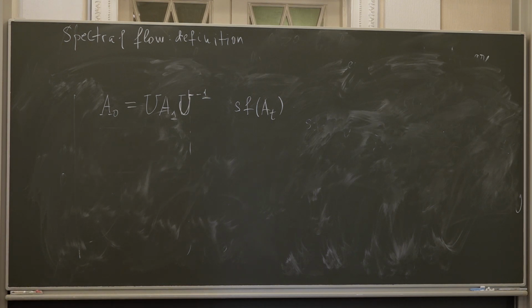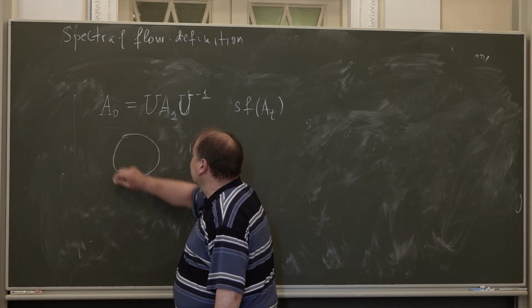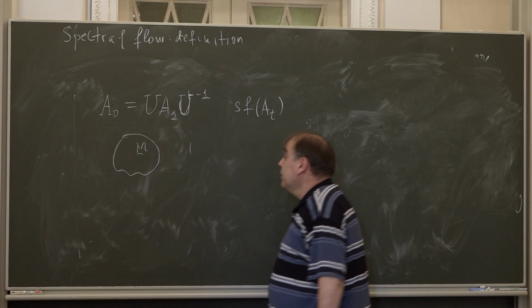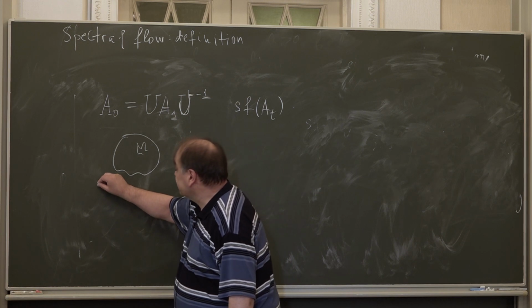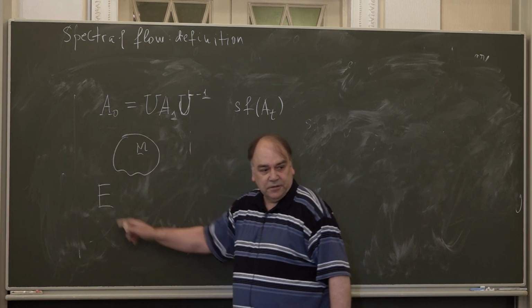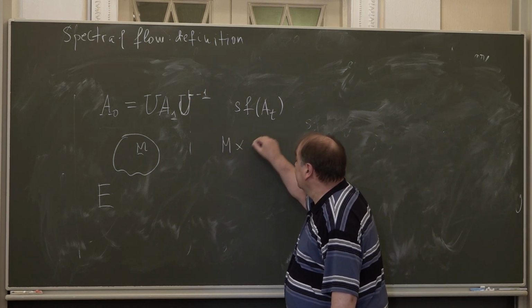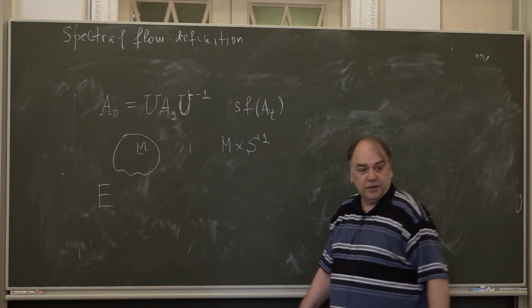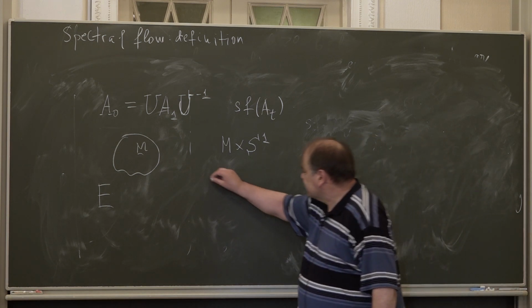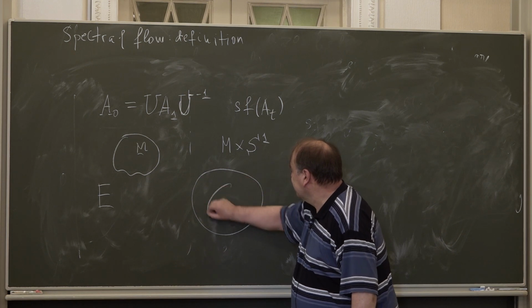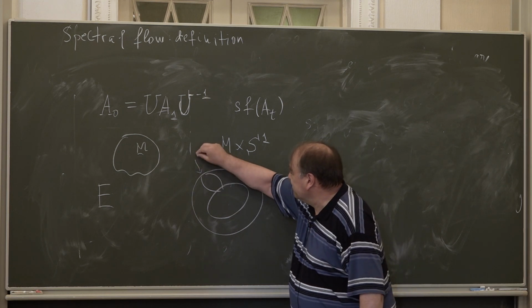And we have the spectral flow of A tau. Assume these operators act on a manifold M, on sections of some vector bundle E. Let's consider the product of M times the circle S1. This is like a torus where the section is just the manifold M.